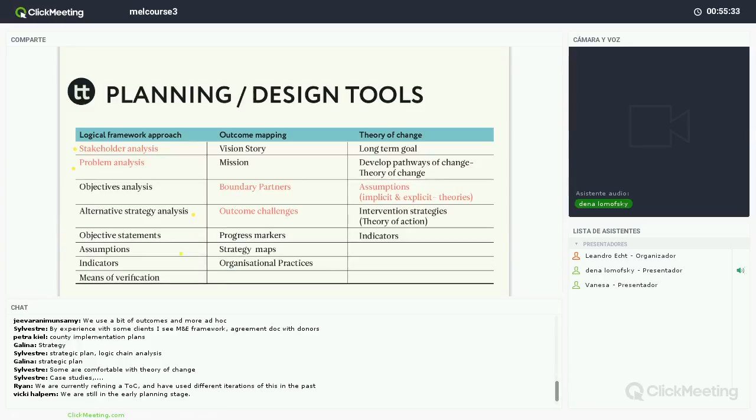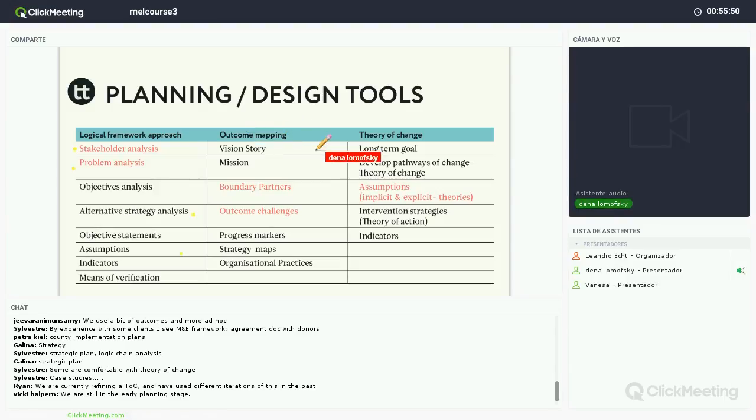The assumptions in log frame are things like external risks. They're more like risks turned positive. If the government doesn't play along with us, then we won't be able to achieve this objective. So that's the logical framework approach, and then of course you have your indicators and means of verification.